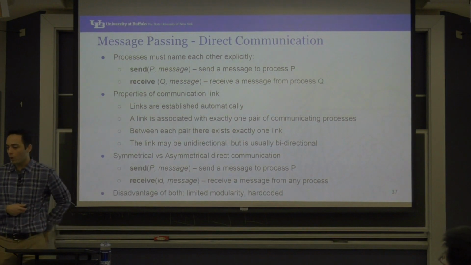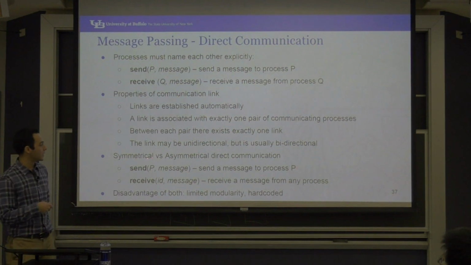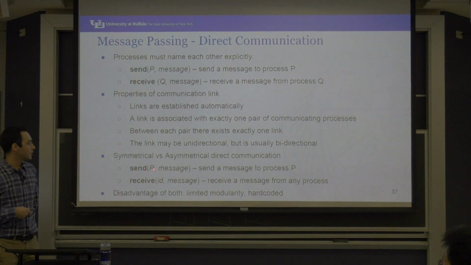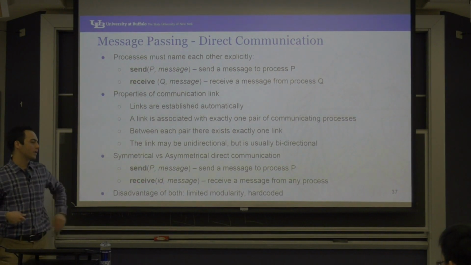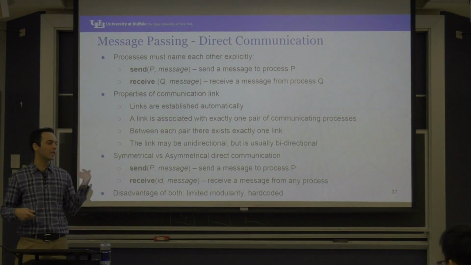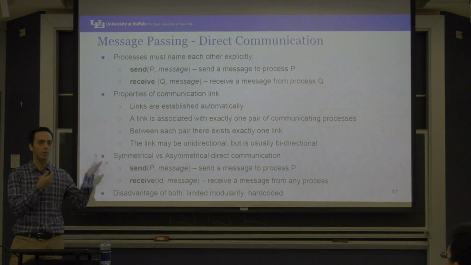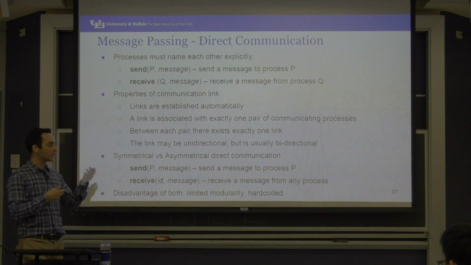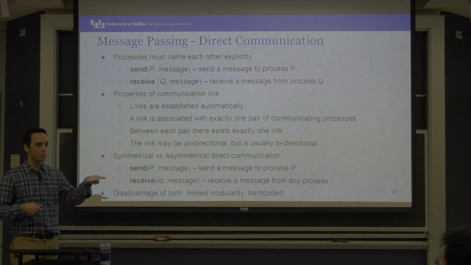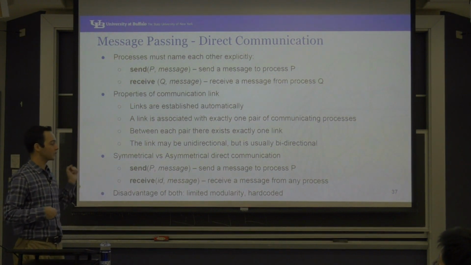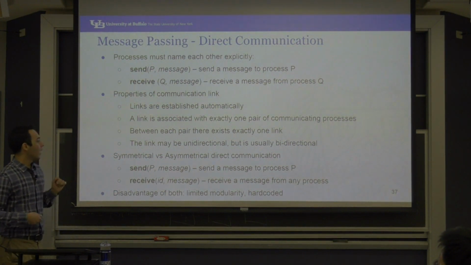And it can happen in symmetric or asymmetric ways, meaning you can send a message to process P, or in the asymmetric case, you don't necessarily know who is sending you the message. You just ask, okay, just give me whatever I have, right? But still, you should send it to a process that you know. This is still direct, right?